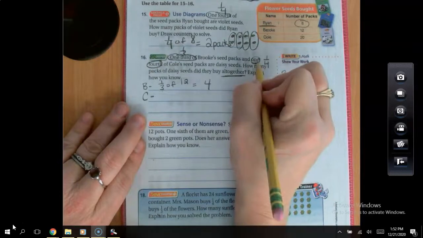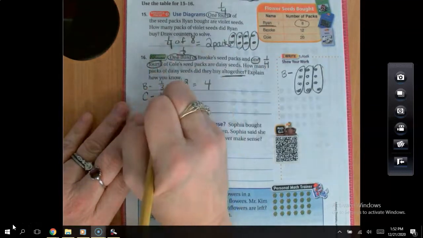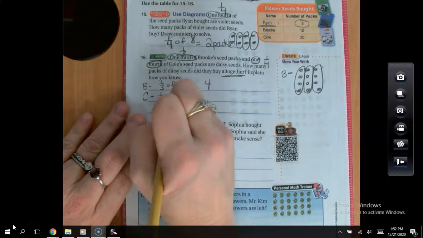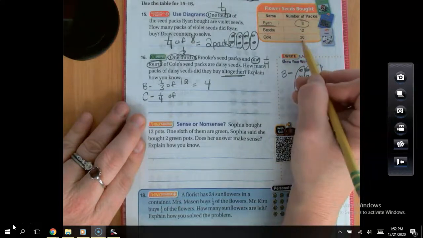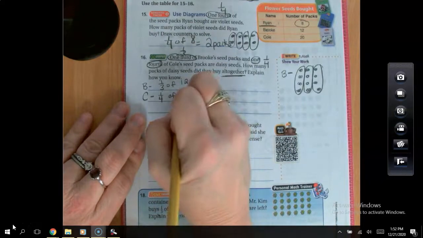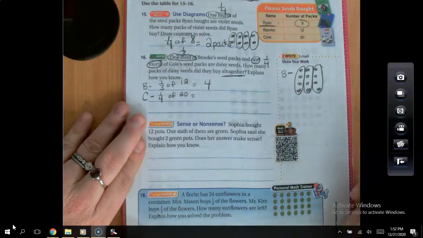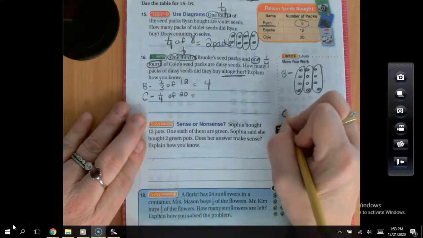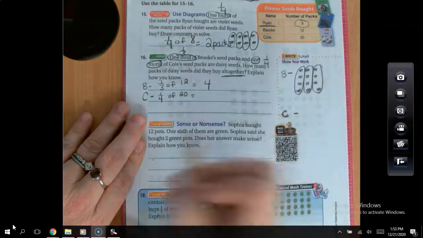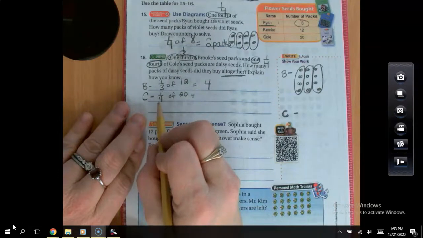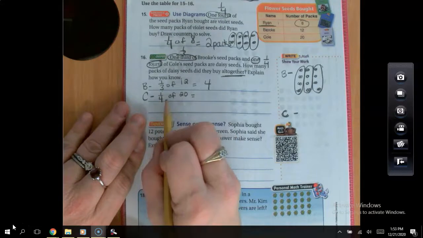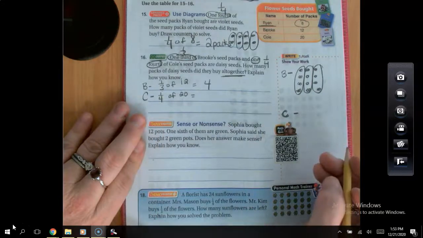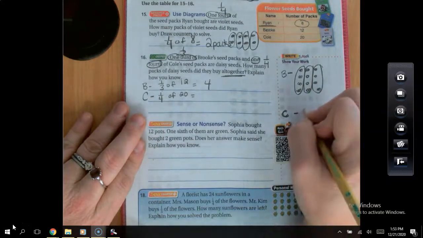Cole has 1/4. So write 1/4 of how many? 1/4 of what? How many does he have? Look at this chart. 20. Okay. So I'm going to come over here to my work mat. Cole, I'm going to go 4. Keep on doing 4 until I get to 20. Or do you know what 4 times what equals 20? If you do, let's see if you come up with the same one.